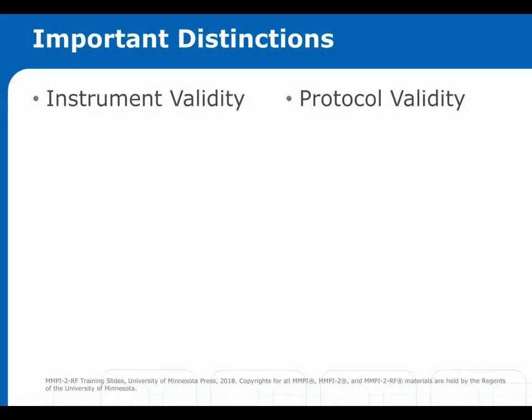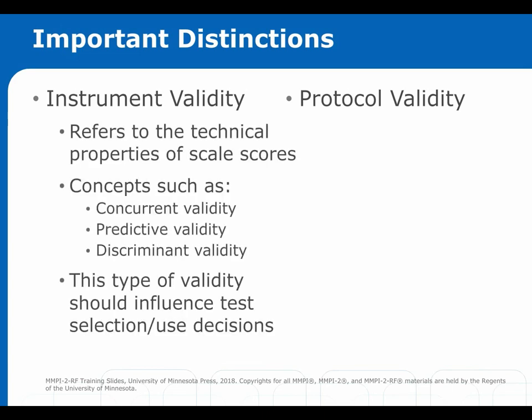Before moving into the MMPI-2-RF validity scales, we have to make an important distinction: the distinction between instrument validity versus protocol validity. Starting first with instrument validity, this refers to the psychometrics of scale scores from a psychological test. In instrument validity, we have concepts such as concurrent validity, predictive validity, and discriminative validity, all of these referring to the extent to which psychological test scores are associated with other indicators in expected ways. And this type of validity, instrument validity, influences one's decisions about which tests to use.